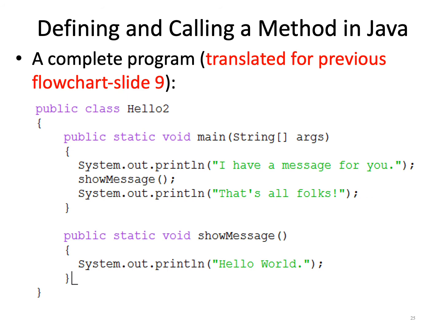This slide here is showing a class called hello2 that has two methods called main, which we are familiar with, and another method called showMessage. Within the main method, we call the showMessage method, where in showMessage method, it displays hello world using the System.out.println.